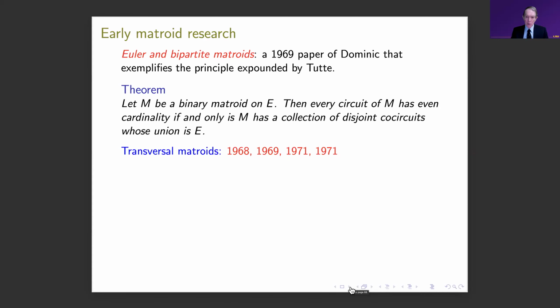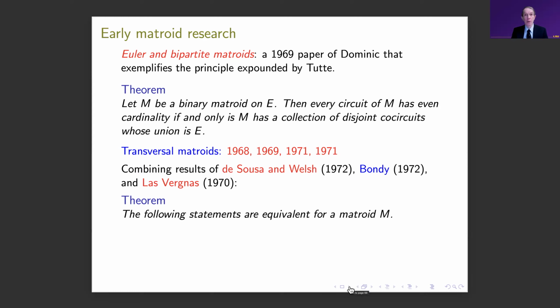I want to state one of the results there. Dominic had a student named Joan D'Souza. They wrote a paper together in 1972. Adrian Bondi was Dominic's first student. And then Michel Las Vergnas was a French mathematician who made lots of really important contributions to matroids starting in the 60s and going to the early 2000s.